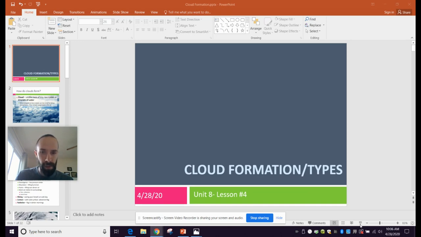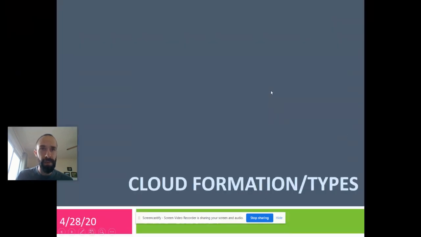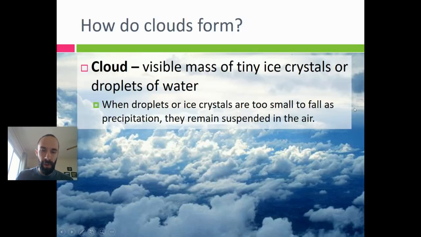This is online. You can find it under the class documents for Unit 7. These are the notes on cloud formation and types. This is a really short lesson, and I just want to quickly talk about how clouds form. So let's start with what is a cloud.